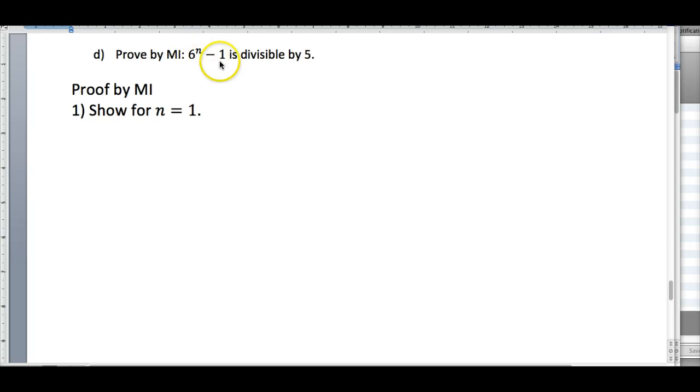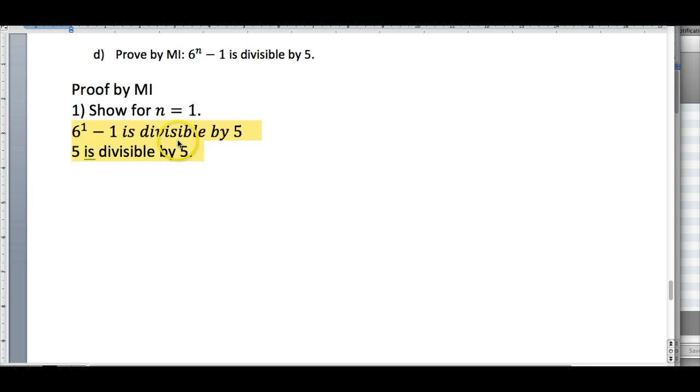But if we have 6 to the n minus 1 is divisible by 5, and that's what we want to prove, we need to show by mathematical induction. And so with n equal to 1, I should have written P1 here, but with n equal to 1, what we want to do then is plug in 1 and show that it is divisible by 5. So with this, I plug in 1. Is that divisible by 5? Yes. If I simplify this, this is just 5, which is divisible by 5.